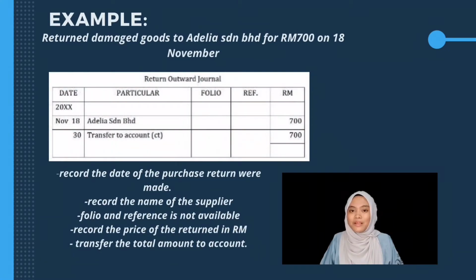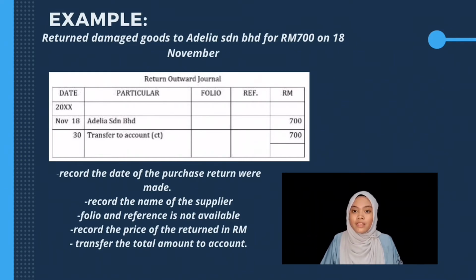Here's an example of a return outwards journal. The business bought goods from ALEEYA Sdn Bhd on 18 November, but the business returned goods to ALEEYA Sdn Bhd due to damage of the goods. So we record the date the purchase return was made. Then we record the name of the supplier, which is ALEEYA Sdn Bhd, in the particular column.